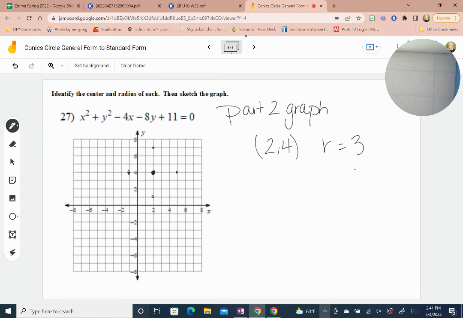Okay, let me approximate this. Okay. Wow. What a beautiful circle. Okay. So that would be the graphing portion of this.